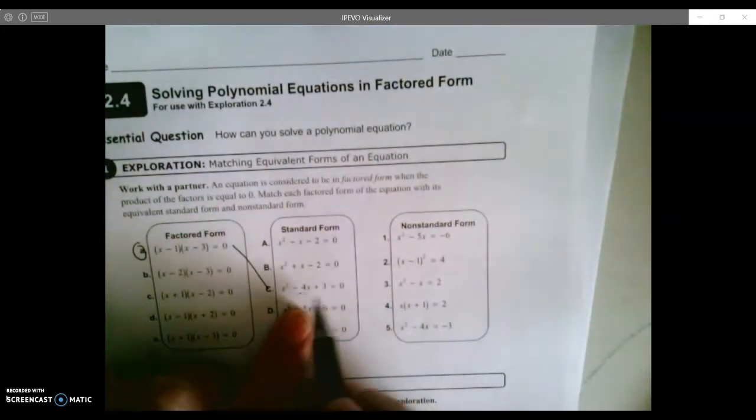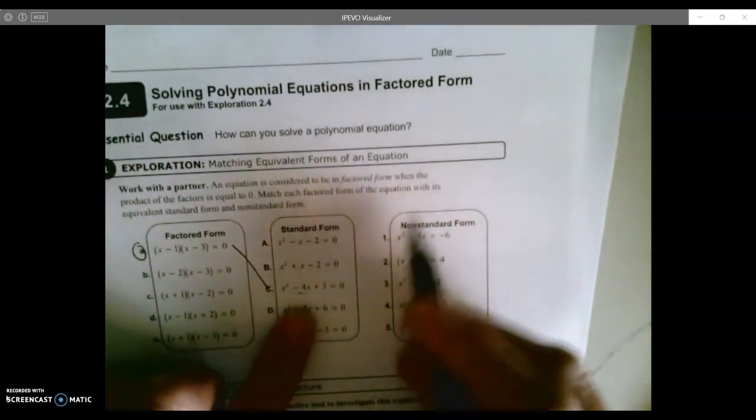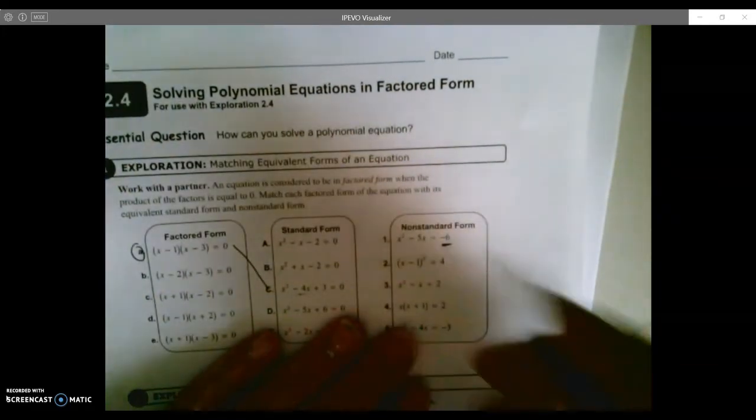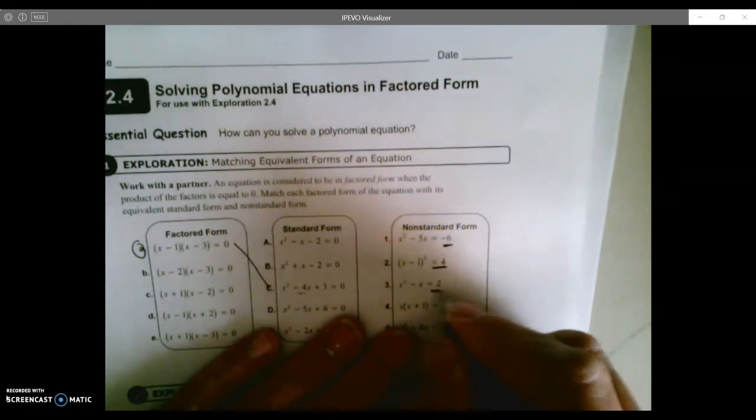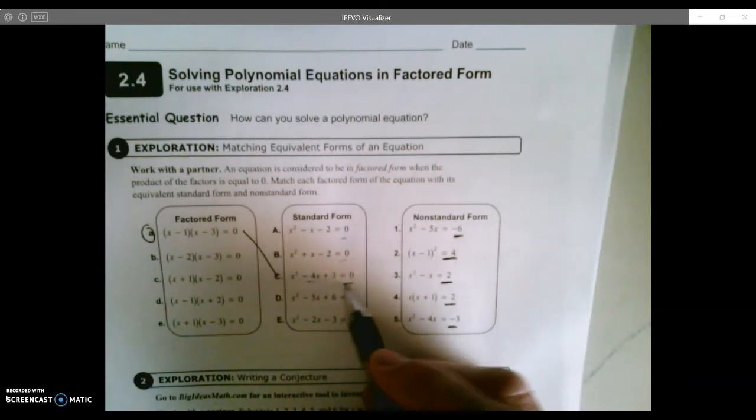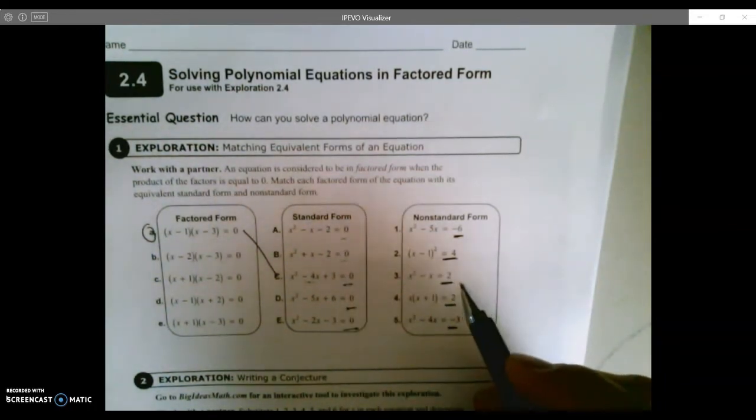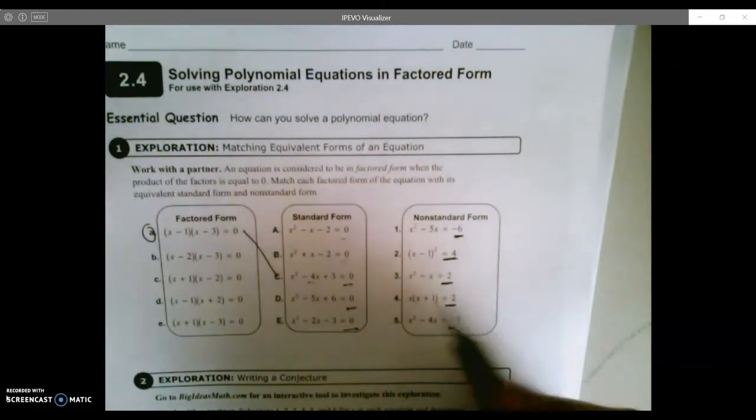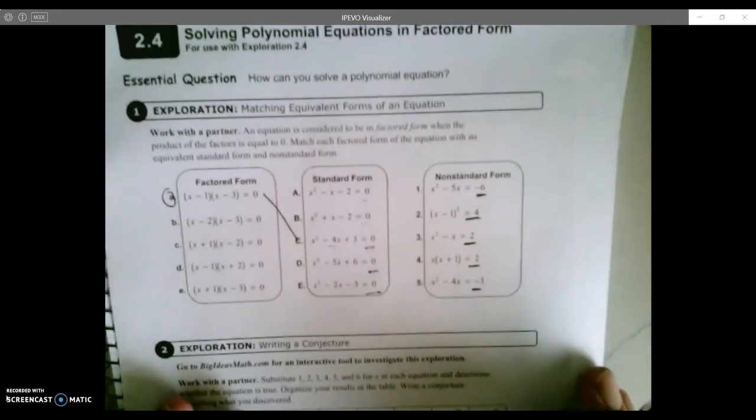Now, let's go over to here. What's the difference over here? This is non-standard form, and really what they have in common on all of these is that all of these were equal to 0, which is what we want in factored form. The non-standard form, well, it's not standard and it's not factored because it's not equal to 0. It's none of those things.